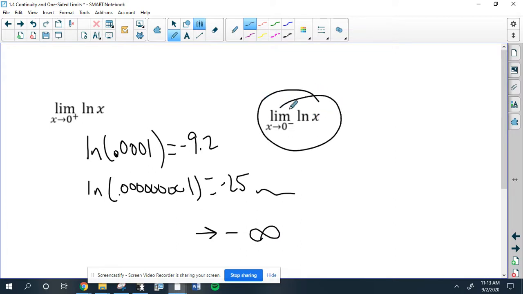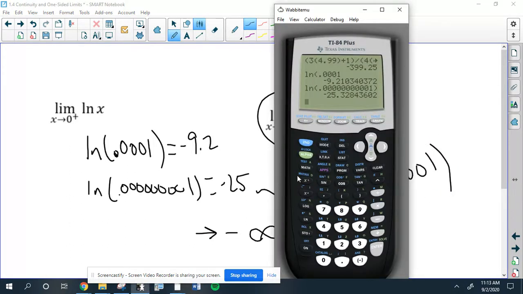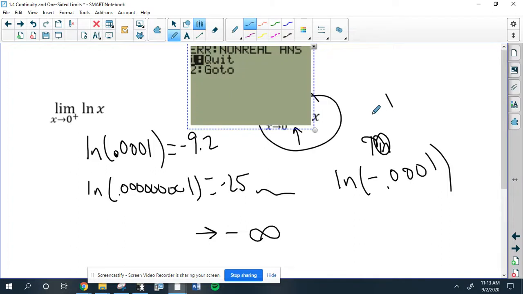Now, if I go over here instead and try to approach from the left, we'll try natural log of -0.0001. Grab my calculator. Natural log of -0.00001, and it's going to tell me non-real answer. Which it should be, because if you recall, you can't take the natural log of a negative number. So what that tells me is this.